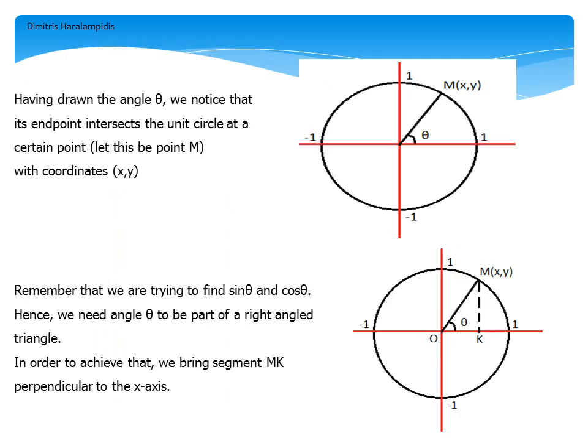Having drawn the angle theta, we notice that its endpoint, its terminal point, intersects the unit circle at a certain point, let this be point M, with coordinates (x, y). Remember that we are trying to find sine theta and cosine theta. Hence, we need angle theta to be part of a right-angled triangle. In order to achieve that, we bring segment MK, which is perpendicular to the x-axis.